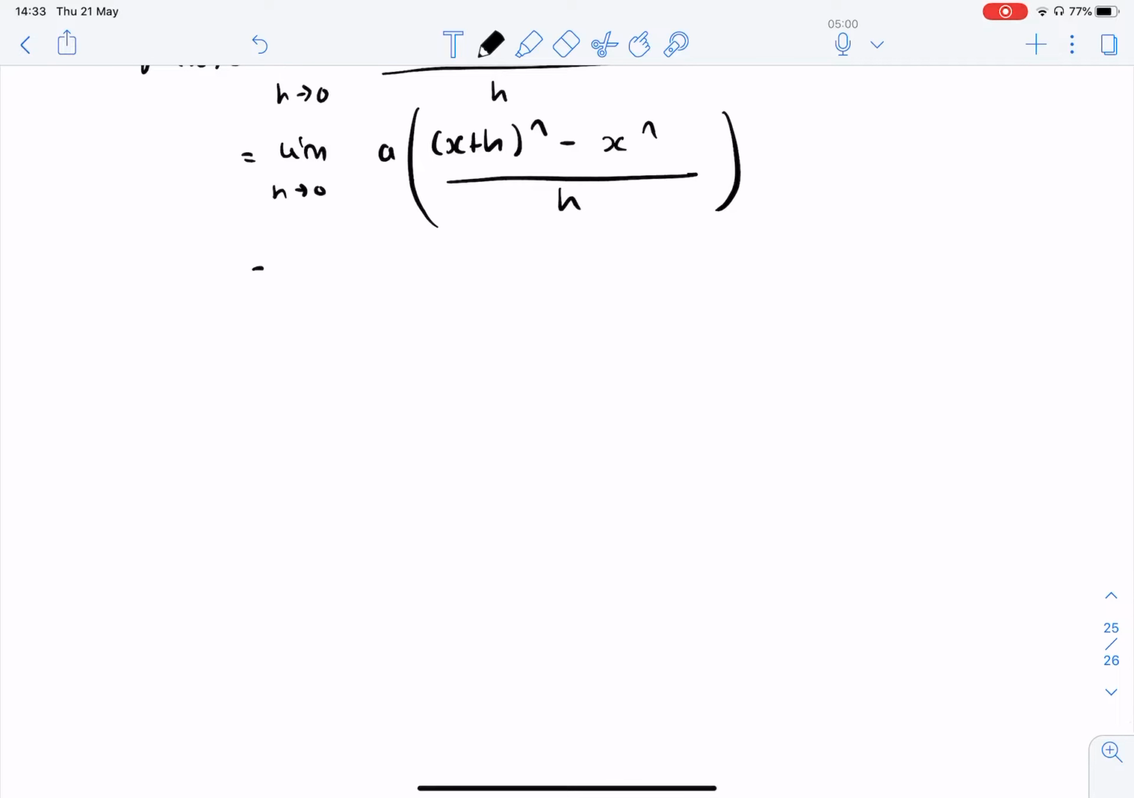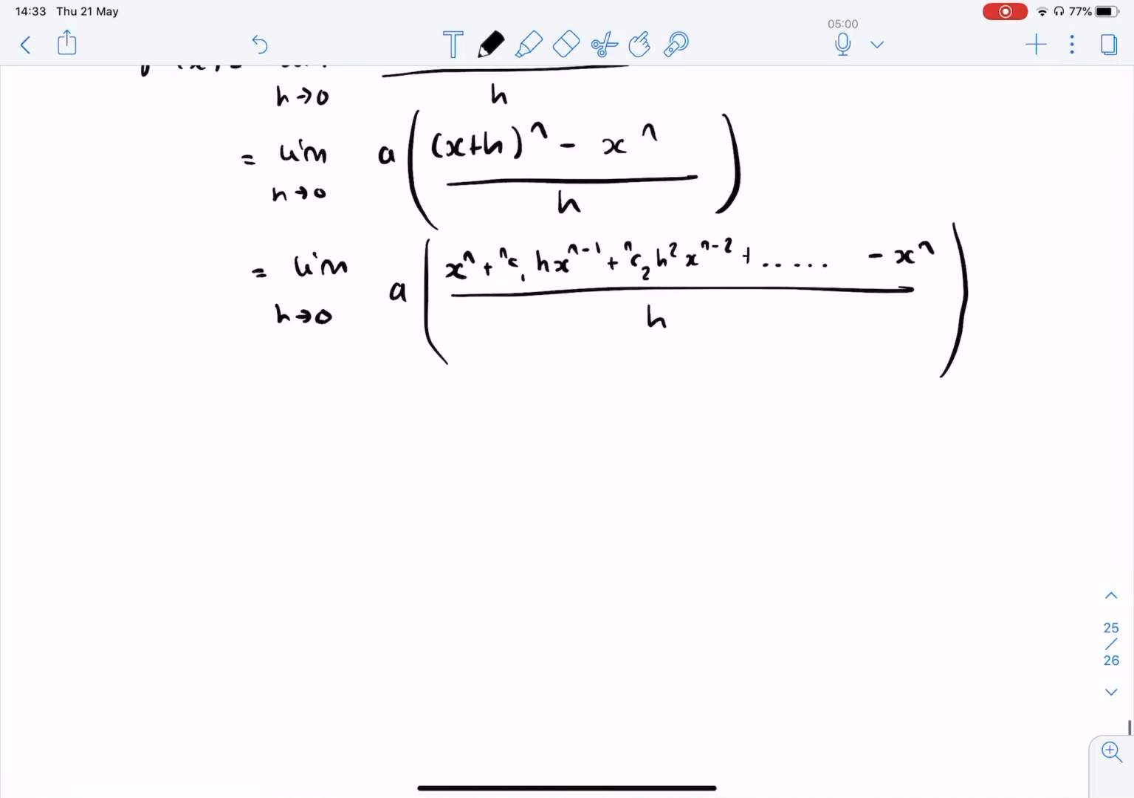Now, if you know the binomial expansion, although we can't write out all the terms, we can start doing some. So (x plus h) to the n will be x to the n, plus n choose 1 h x to the n minus 1, plus n choose 2 h squared x to the n minus 2, and on and on and on, and we also have the minus x to the n, all over h.